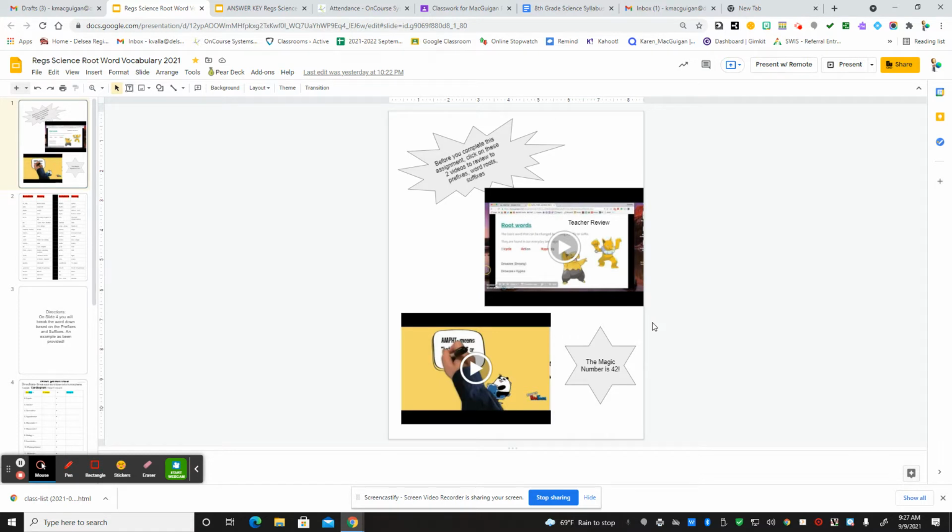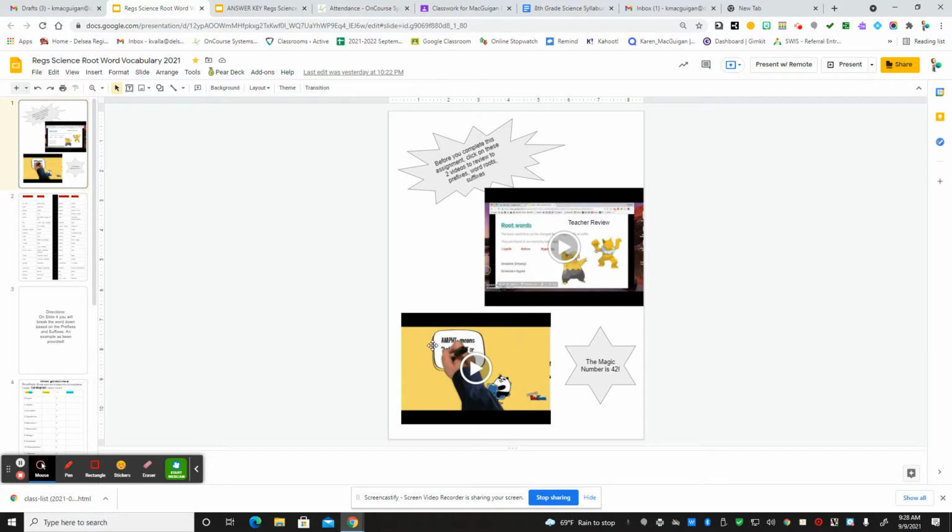This is called Science Word Roots. And if you can see on your first slide here, there's two different videos that I would like you to watch, especially if you're absent. It's going to be really, really helpful to understand the why behind why we're doing this assignment for the next couple days. This is going to be our topic for most of the week, and it's really important that you understand the science behind it.